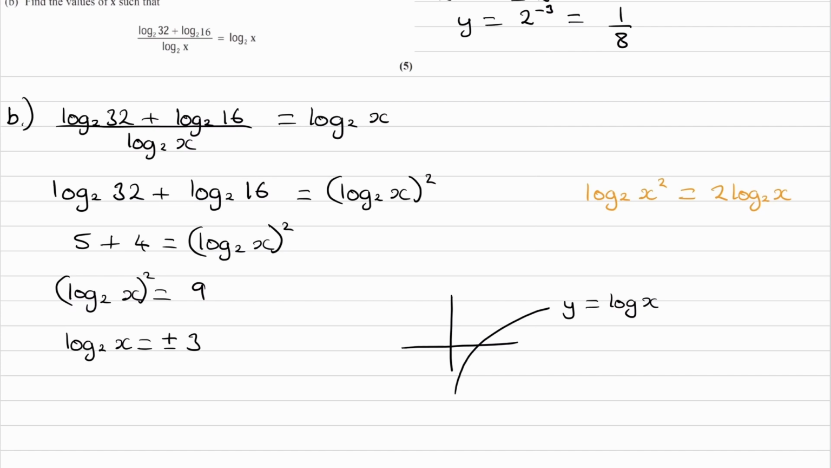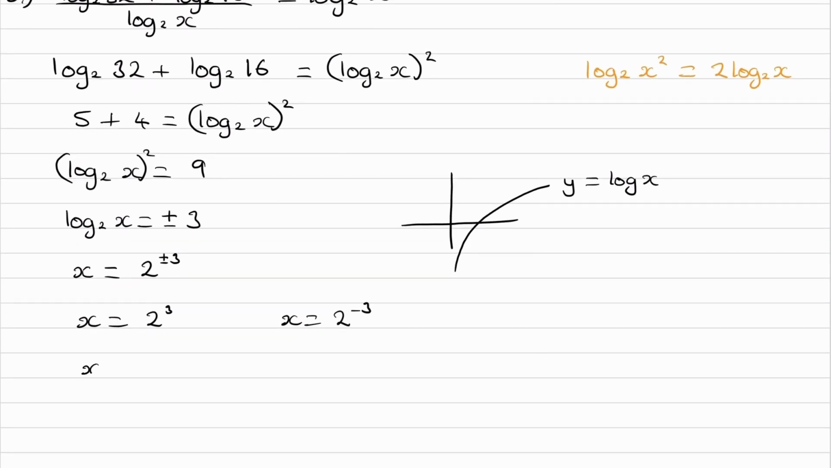So then we'd have to do 2 to the power of both sides. That will be the inverse operation of log to the base 2. So the left-hand side becomes x. The right-hand side becomes 2 to the power of plus or minus 3. So there's two options. We have 2 to the power of 3 and 2 to the power of minus 3. So then our solutions are x is equal to 8 and x is equal to 1 over 8.